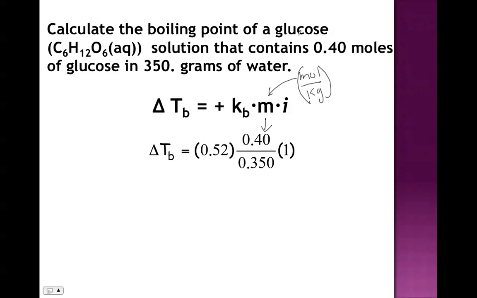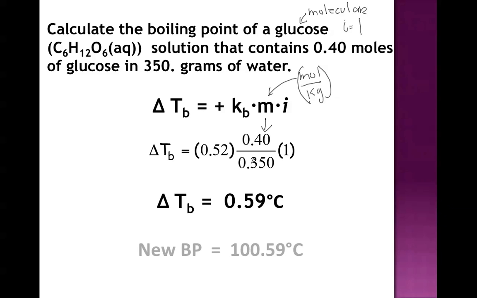Now, glucose is a molecular compound, so i is equal to 1. So that's why you have i here being 1, and then we're working with water as our solvent, so Kb is equal to that 0.52. When I solve this all together, I get a change in temperature of 0.59 degrees Celsius. So that's our change in temperature. Remember, the boiling point of water is 100 degrees, so 100 plus my increase of 0.59 degrees Celsius means my new boiling point is 100.59 degrees Celsius.